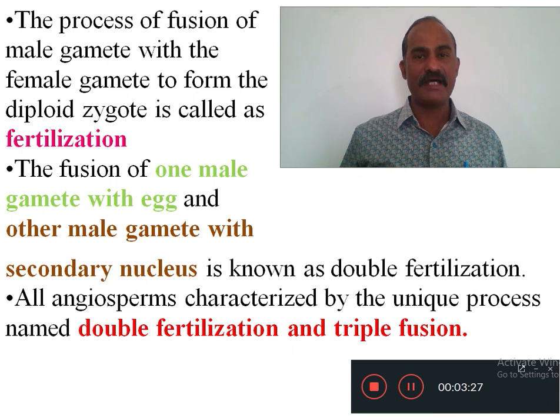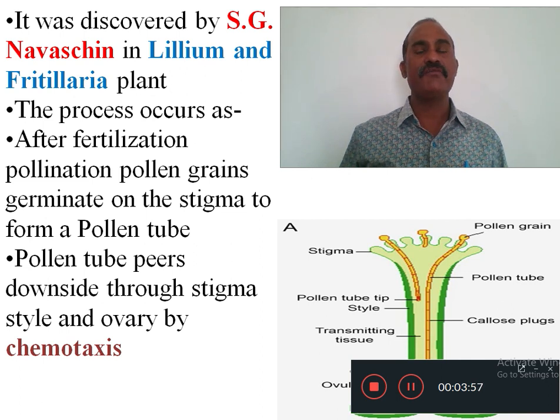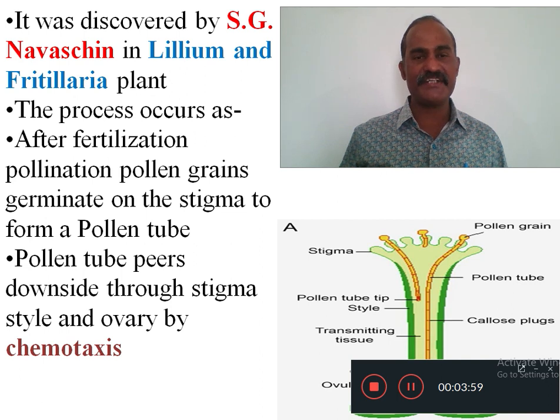Now fusion of one male gamete with egg and the other male gamete with the secondary nucleus is named as double fertilization. As the fertilization occurs in 2 steps, at 2 stages, at 2 different places, the process is called double fertilization. All angiosperms are characterized by the unique process of double fertilization and triple fusion. Now actually this double fertilization triple fusion process was discovered by S.G. Navashin in Lilium and Fritillaria plants.